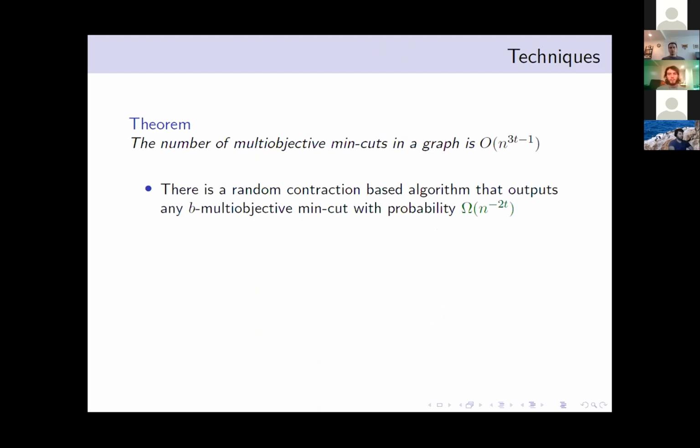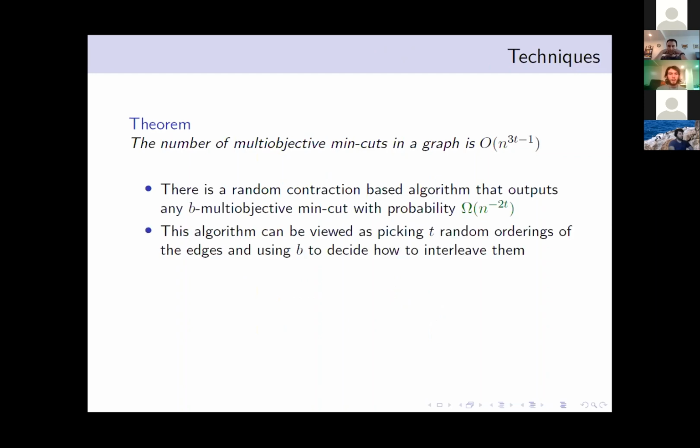This is inspired by work of IC et al. Then we know that we can actually move the randomness in this algorithm up front and pick t random orderings of the edges based on the t cost functions, and then only use the budgets to decide which ordering to contract from next.